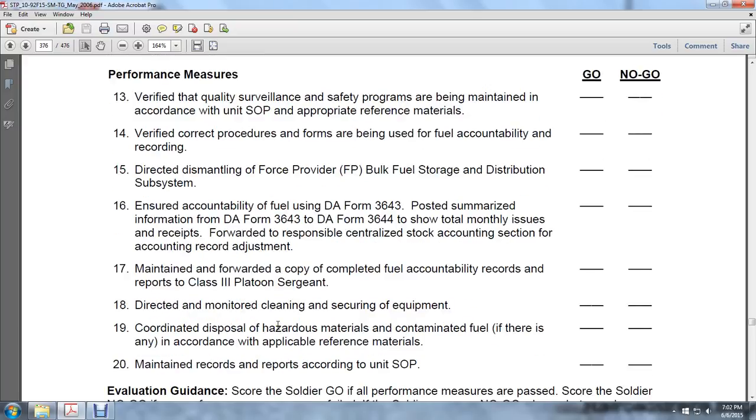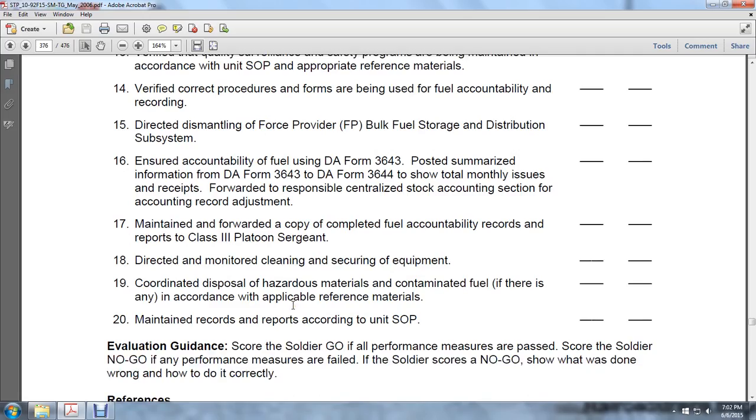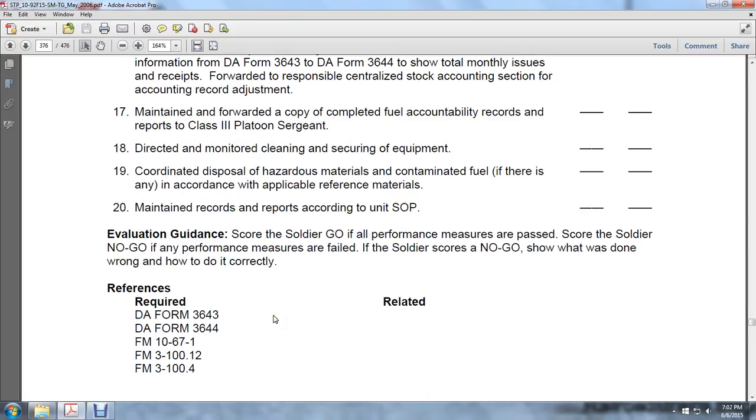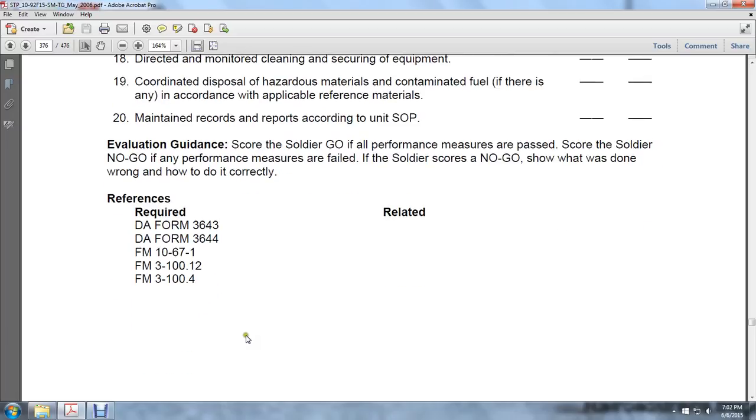Direct monitoring, cleaning, and securing of equipment. Coordinate disposal of hazardous material and contaminated fuel, if there is any, in accordance with the applicable reference materials. Maintain records and reports according to the unit standing operating procedure. Go if the measure is passed in performance. No go if it was failed. If a no go was shown, it was done wrong, then do it correctly. References: DA Form 3643, DA Form 3644, Field Manual 10-67, Field Manual 3-11.2, Field Manual 3-11.4.